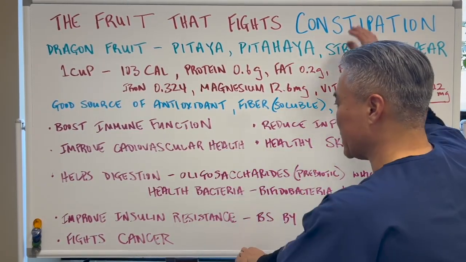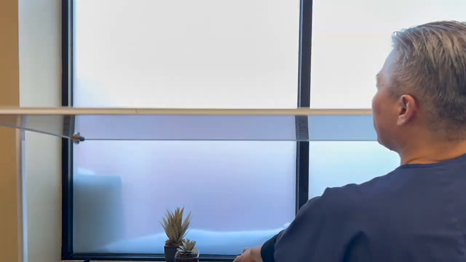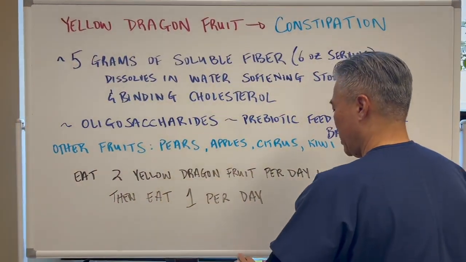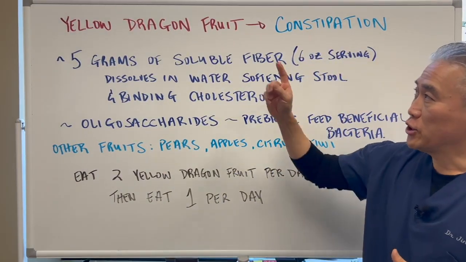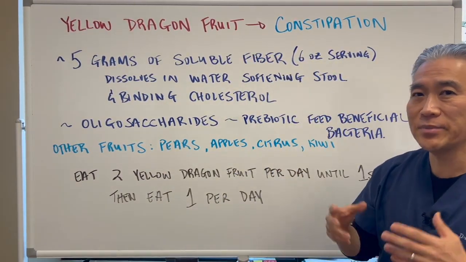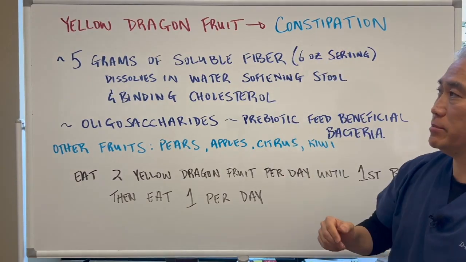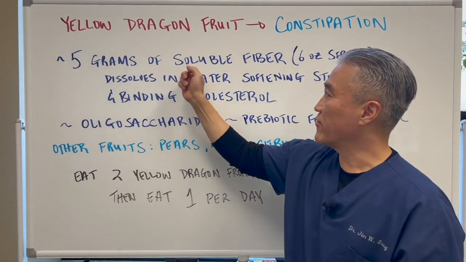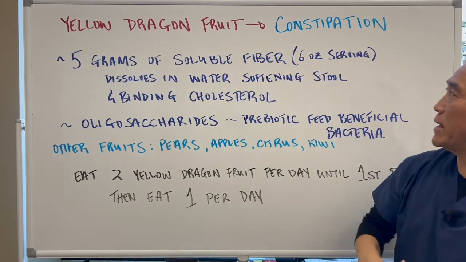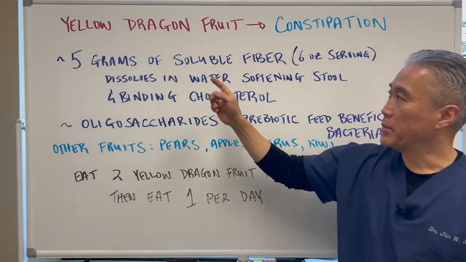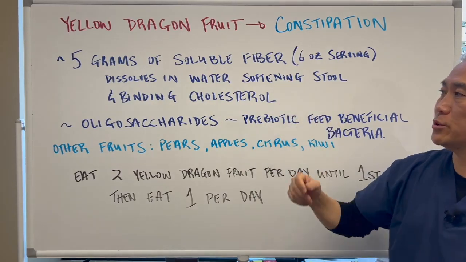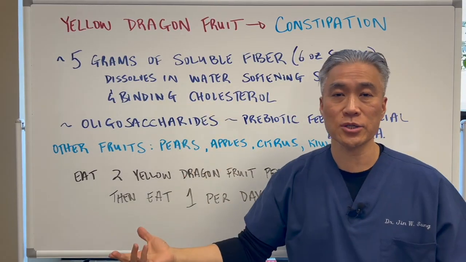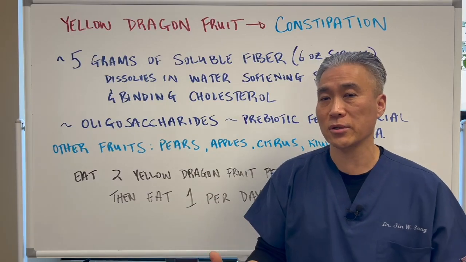So let's get into how dragon fruit helps with constipation. Now, yellow dragon fruit tends to be the best for constipation. There's about 5 grams of soluble fiber in 6-ounce servings. Basically, soluble fiber dissolves in the water and softens the stool and helps bind things like cholesterol. So it actually reduces cholesterol levels.